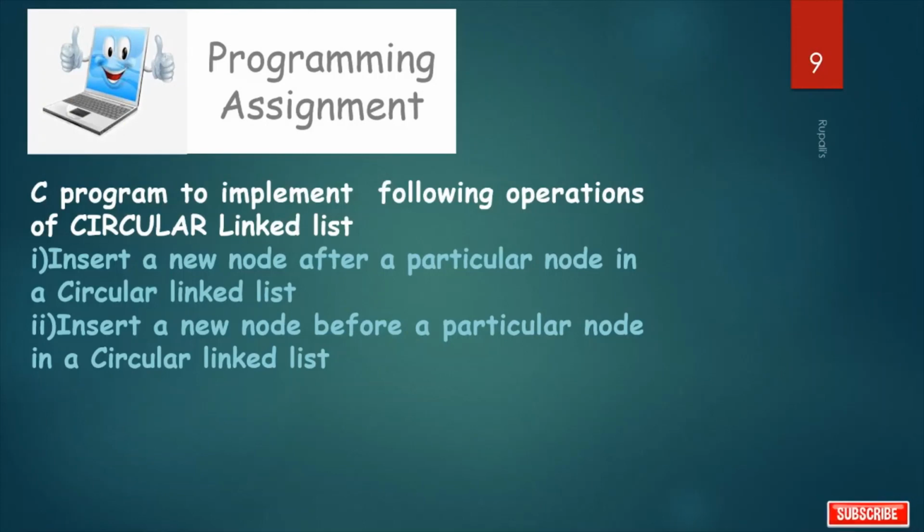So this is your programming assignment. Write a C program to implement the following operations of circular linked list. First, insert a new node after a particular node in a circular linked list, and insert a new node before a particular node in a circular linked list. Pause this video, try to do it on your own.